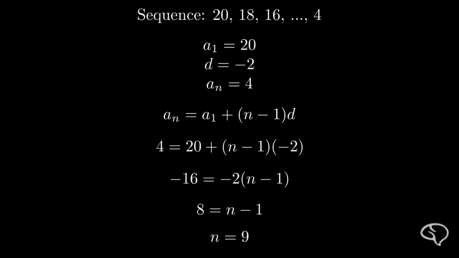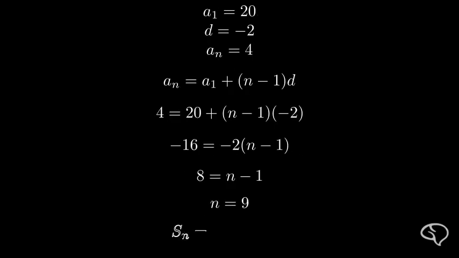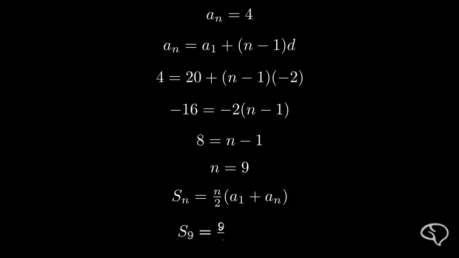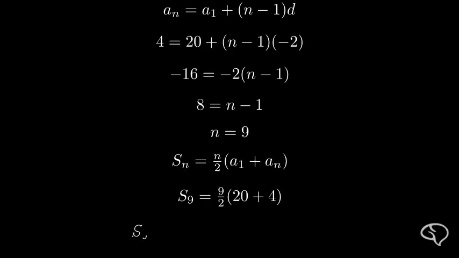Now we can find the total sum using the sum formula. S sub n equals n over 2 times the quantity a sub 1 plus a sub n. Plugging in our values, S sub 9 equals 9 over 2 times the quantity 20 plus 4. This is 9 over 2 times 24. 24 divided by 2 is 12, and 9 times 12 is 108. So there are a total of 108 cans in the display. This problem demonstrates how we can combine different formulas to solve a real-world application. We have now solved a word problem involving arithmetic sequences.